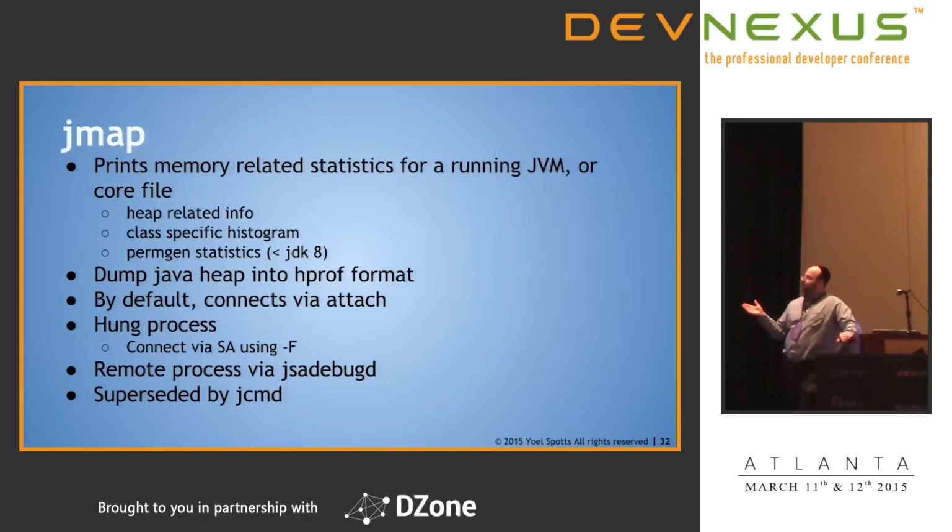You can get a couple of different types of statistics: heap-related information, a class histogram, and also permgen statistics, at least for before JDK 8. In JDK 8, permgen has gone away. And once again, if you've got a hung process and you want to get a heap dump in order to analyze it, you can attach via -F, which will not use the attach API, but will use the serviceability agent.